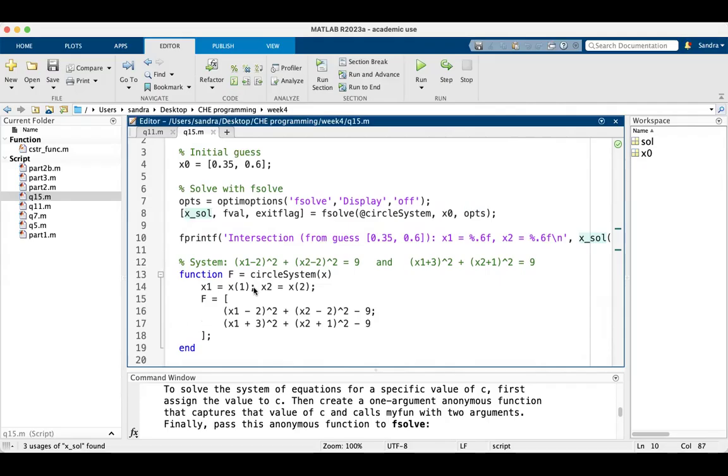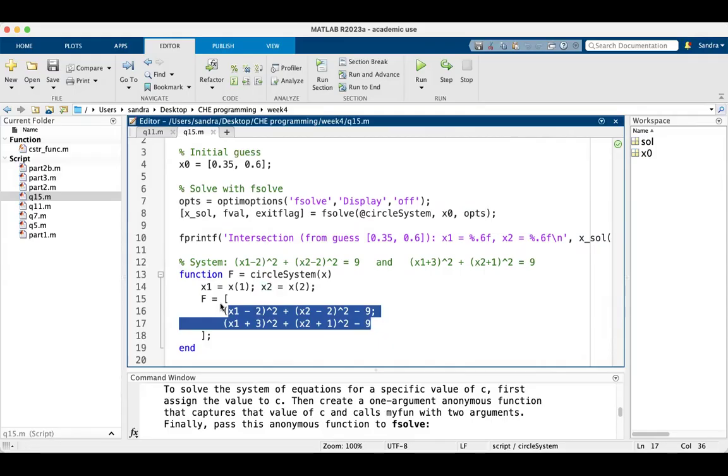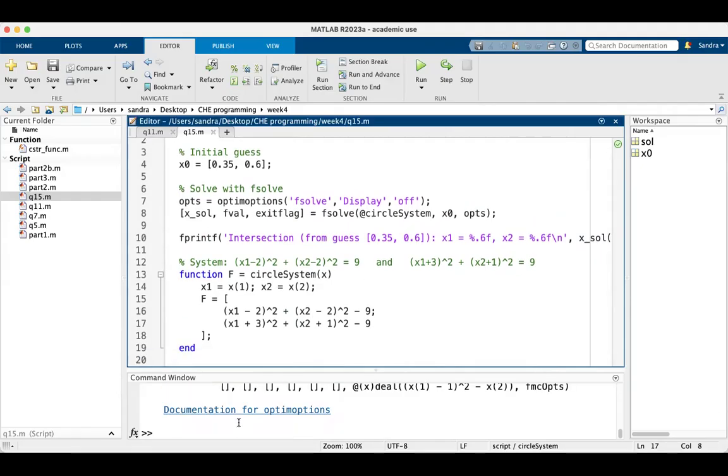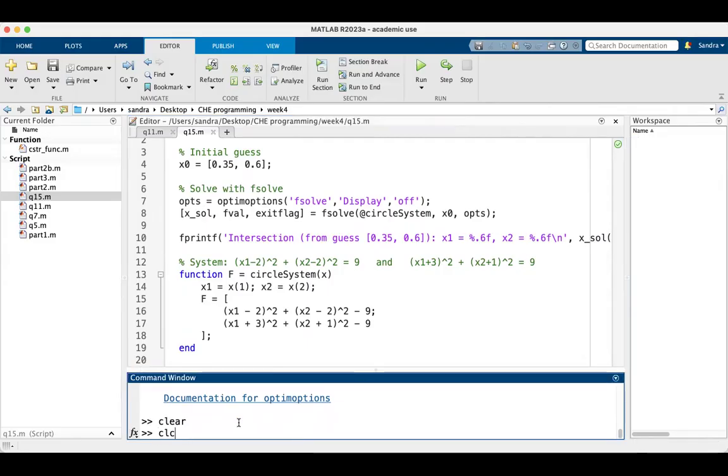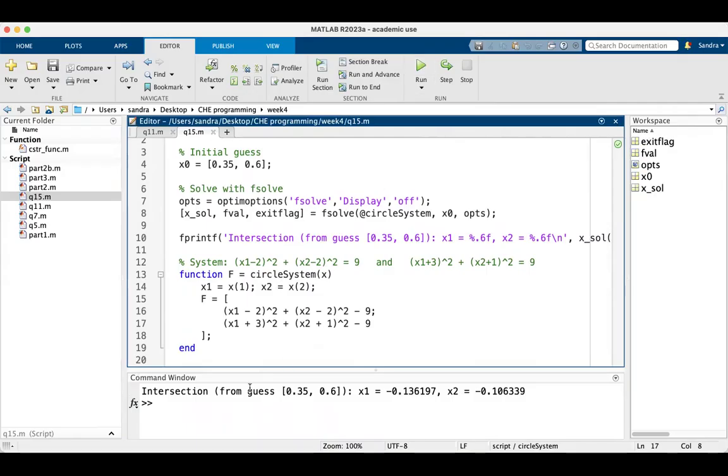Now going to the circle system, you have the first variable as x1, the second variable as x2, and then these are the two functions that you're dealing with. Either you can give it like this in a vector, in square brackets, or else you can directly give f1 equal to this equation and f2 equal to this equation, like we were doing before. Now let me run this and show you the answer. So the intersection point is x1 equal to minus 0.136197, and x2 equal to minus 0.106339.